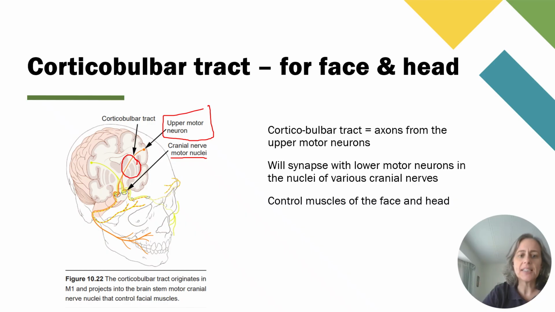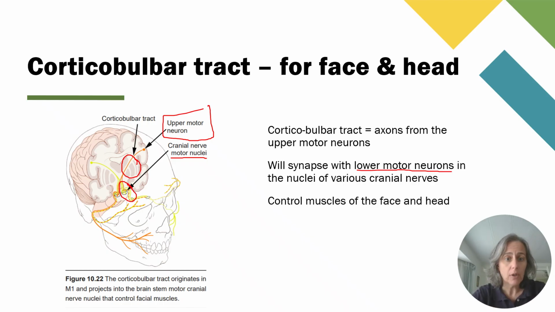So they are going to synapse with what's called a lower motor neuron. So let me underline that, a lower motor neuron in this motor nucleus. So think of it kind of like a ganglion. And then that's going to send out an impulse to the actual muscle to cause it to contract. So the corticobulbar tract is what we use for the face and head. And of course, then these signals are traveling out through the cranial nerves.